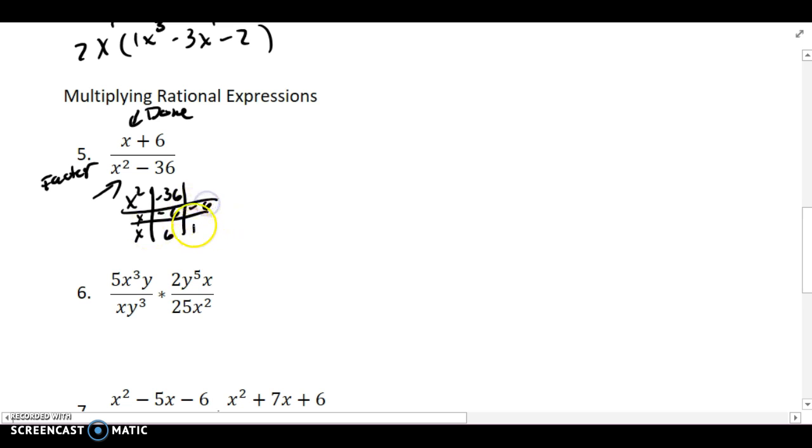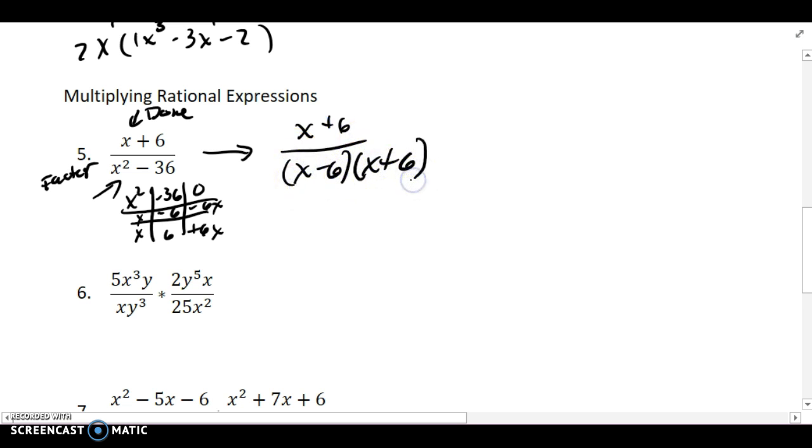We're going to multiply across, add up, and get 0, which is what we need because there's nothing in the middle. So this is going to change to x plus 6 over x minus 6, x plus 6. Then if we have the same exact pair, like a binomial on top and bottom, we can cross it out. So this and this can be crossed out because they are the same. Okay? But they have to be the same exact pair. Like they have to be stuck together.